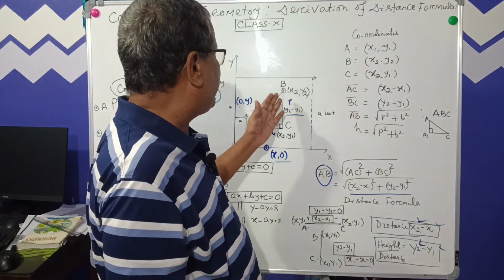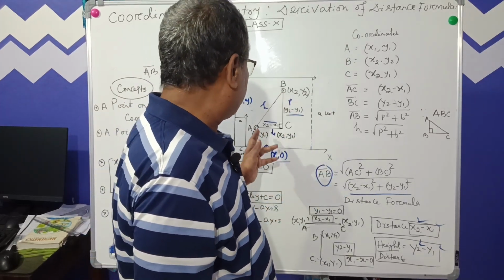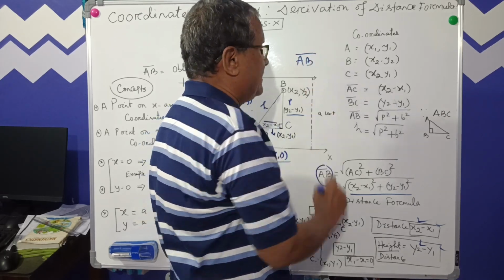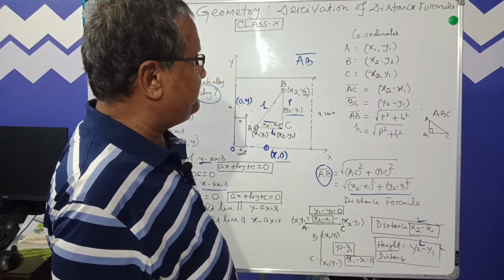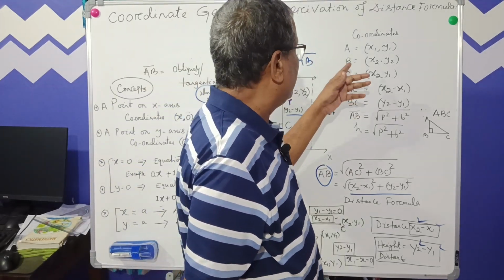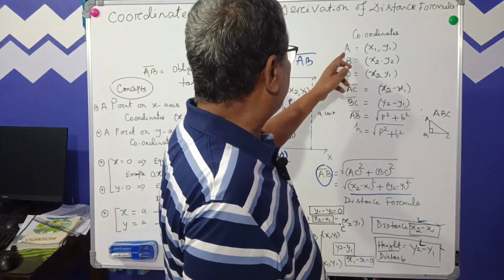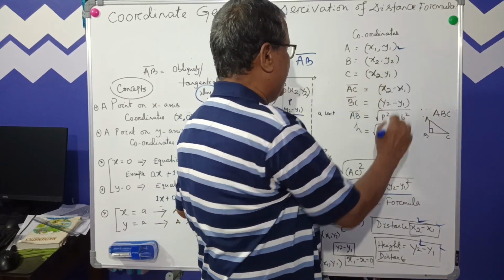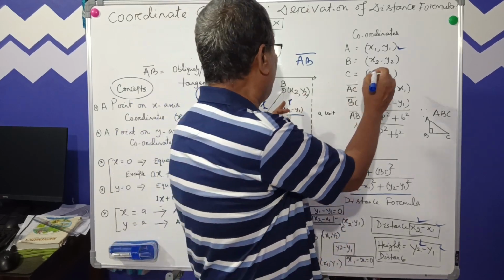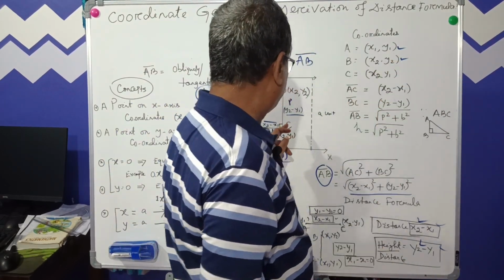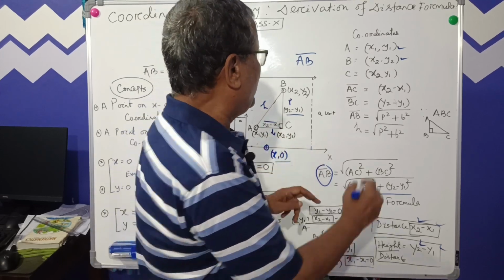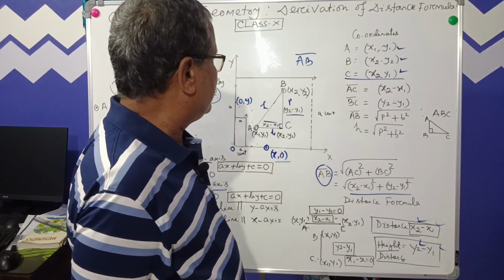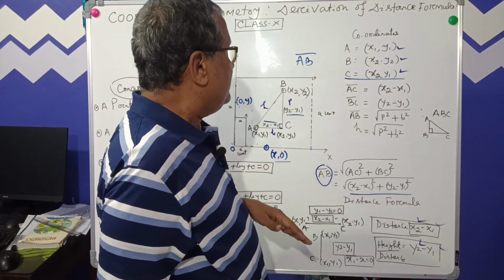But how can we find out the distance of AB, the line segment AB? So let's find out. At point A, the coordinates are x1, y1. Point B is x2, y2. At point C, x2, y1. These are the coordinates we have already mentioned. So let's find out the distance.